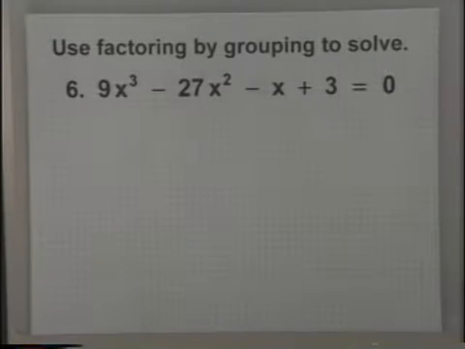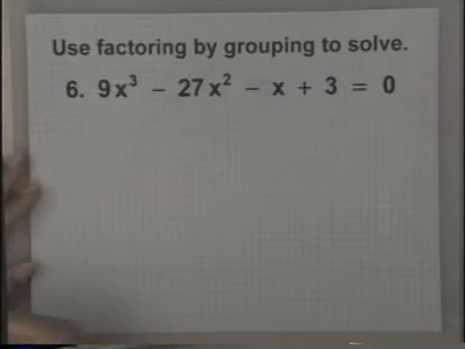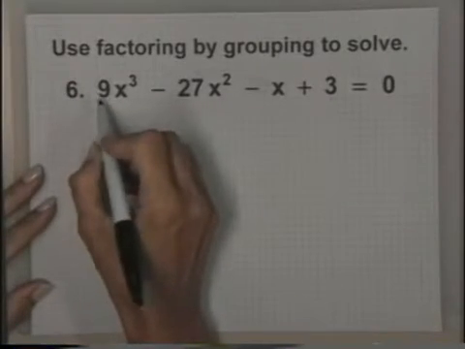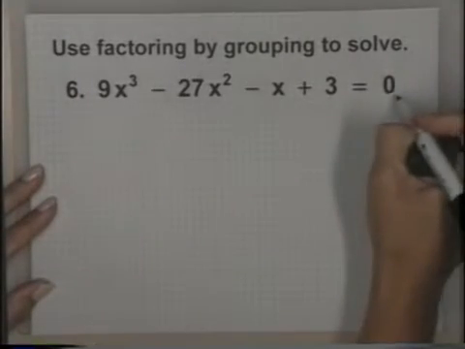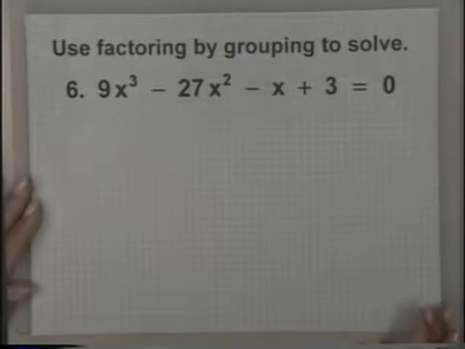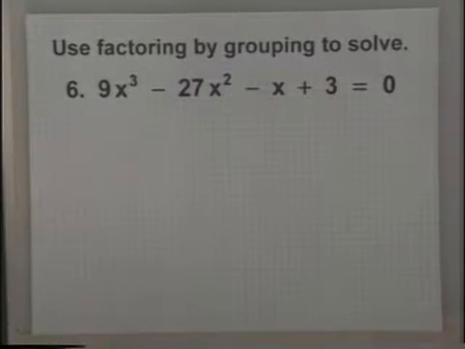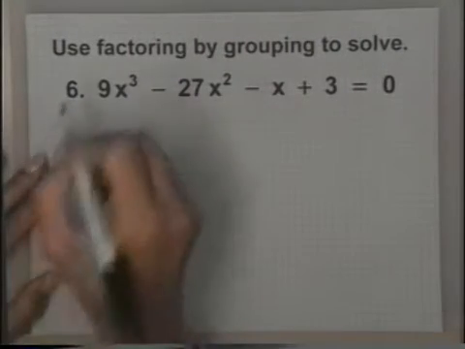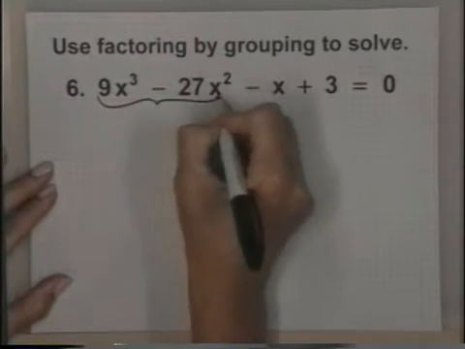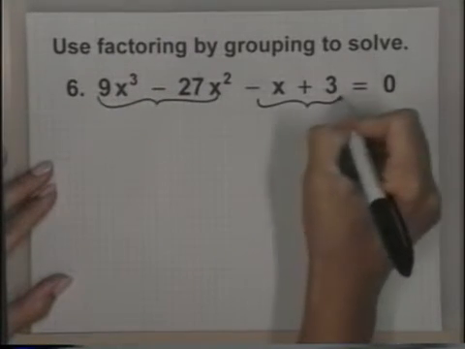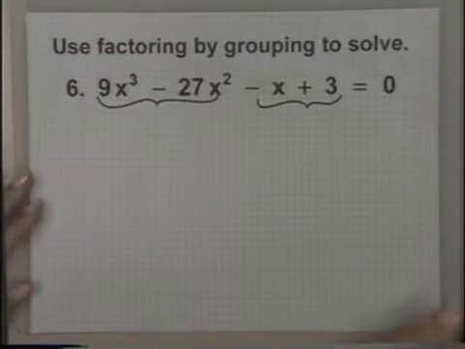Problem number 6 is also a higher degree equation to solve. Notice that we have the left side equal to 0 on the right side. We will try to factor it. Since we have 4 terms on the left, we will try factoring by grouping. Let's group these first 2 and then these last 2.